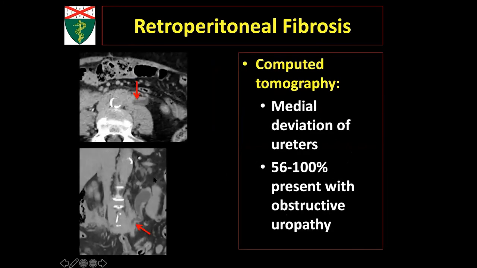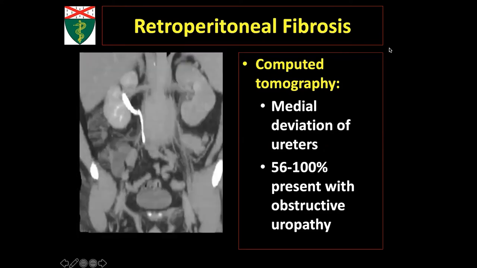And it can involve the ureters because they go right in this location, and you'll often see medial deviation of the ureters. That's a characteristic finding when it wraps around the ureters. And quite a large number of patients can actually present with obstructive uropathy because of that obstruction.